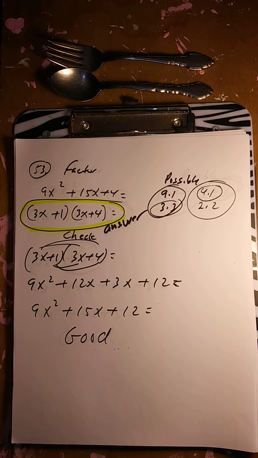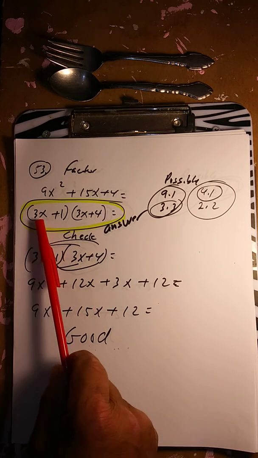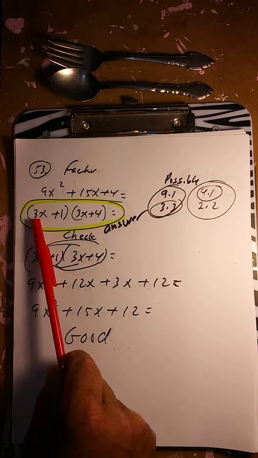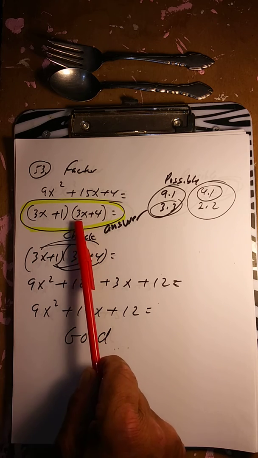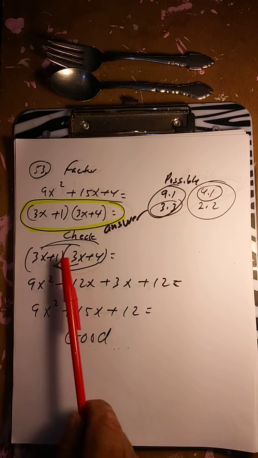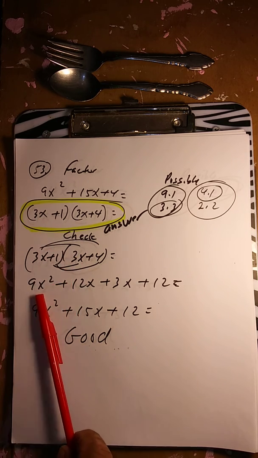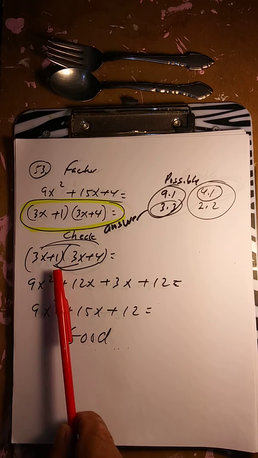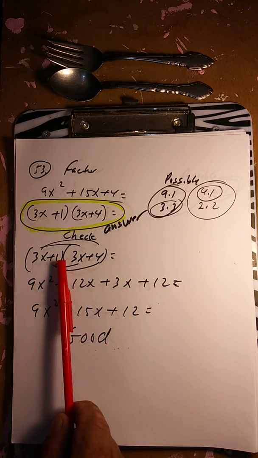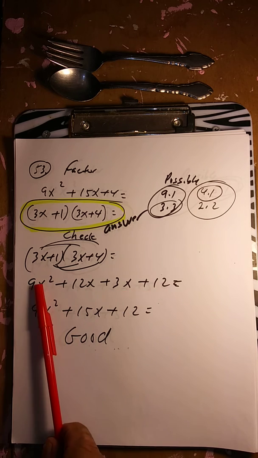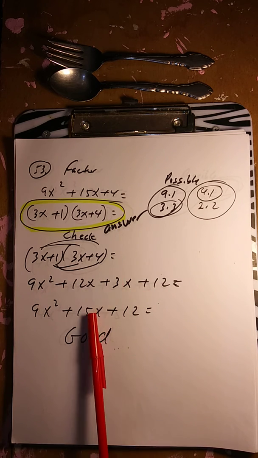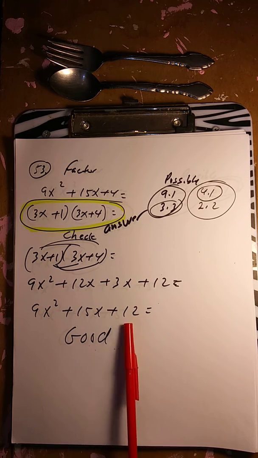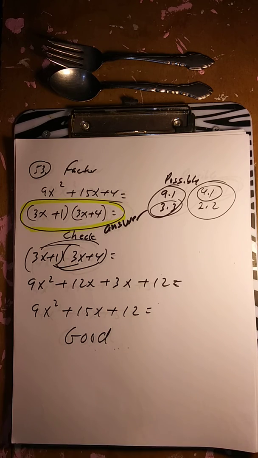Factor this one. Possible numbers are right here. 9, 1, 3, 3, 4, 1, 2, 2. And I say it's this one. 3x times 3x is that. So let's check it. 3x plus 1, 3x plus 4. So there they are. 3x and 3x is 9x squared. That times that is 12x. That times that is 3x. And 1 times 4 is 4. So we have 9x squared plus 15x plus 4. Does it match? Yes, it matches.